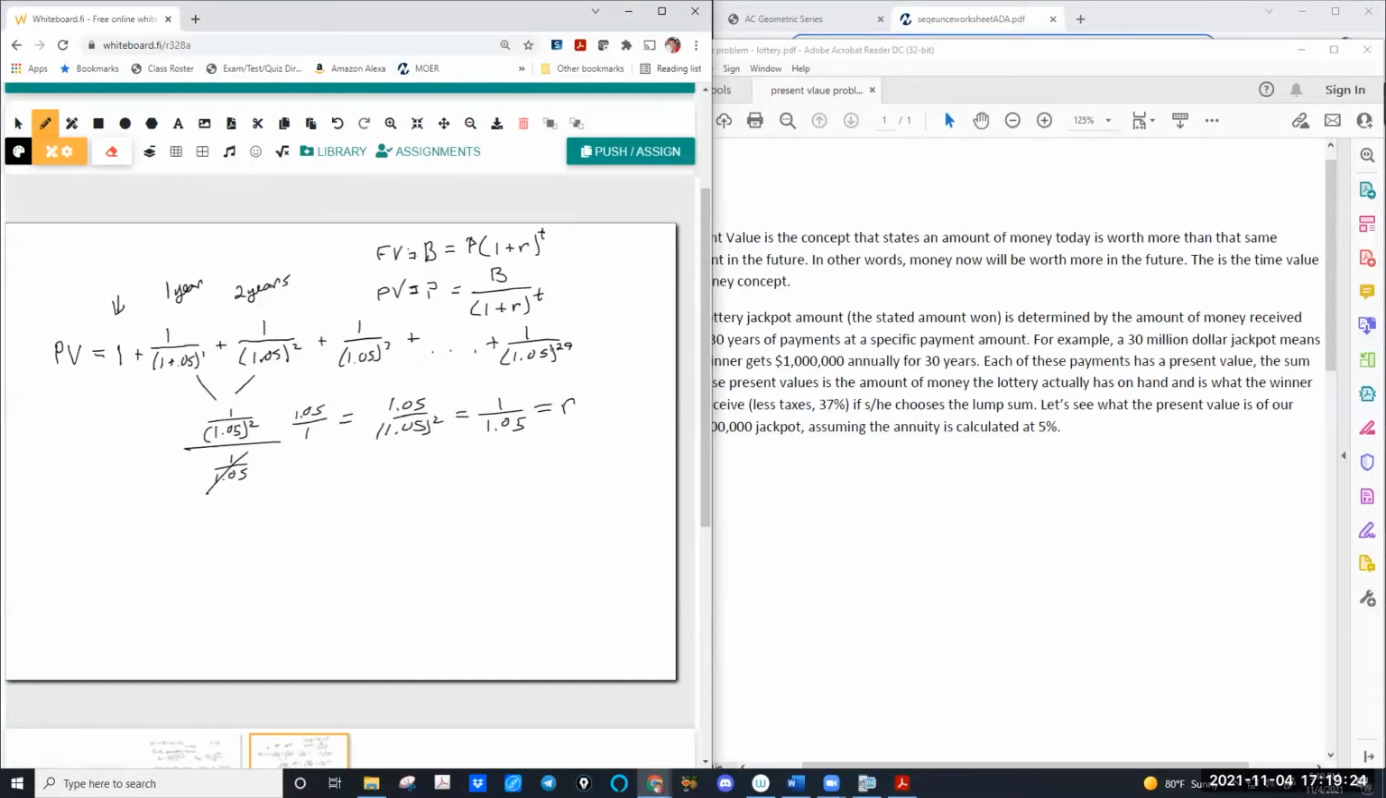We have a geometric series, so we don't have to calculate all 30 numbers and add them up to get this present value. We can use that formula for the sum of a geometric series. Remember, there were 3 things we needed. We needed the common ratio, 1 over 1.05. That's some decimal, but we'll let the calculator take care of it. We need the first term, which we know is 1, and the number of terms, which we know is 30. So the sum of these 30 terms is the first term times 1 minus our common ratio.